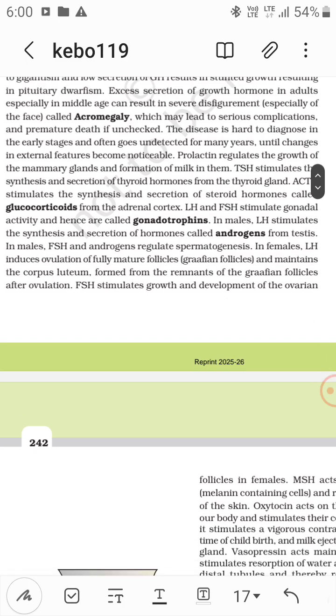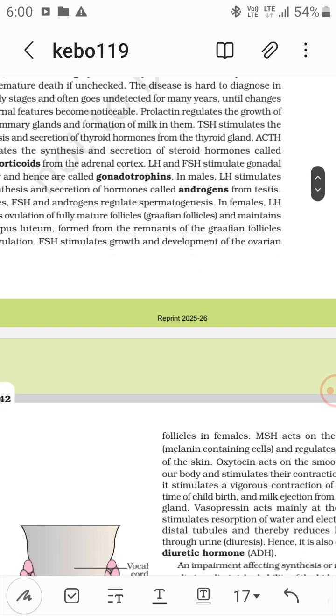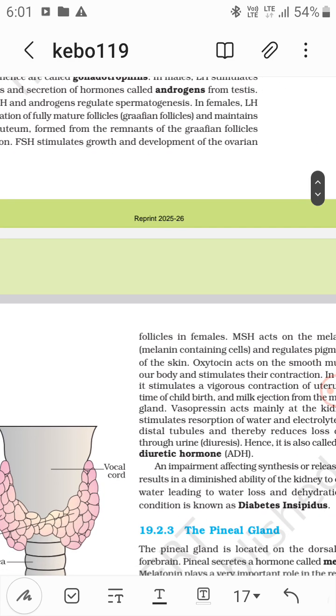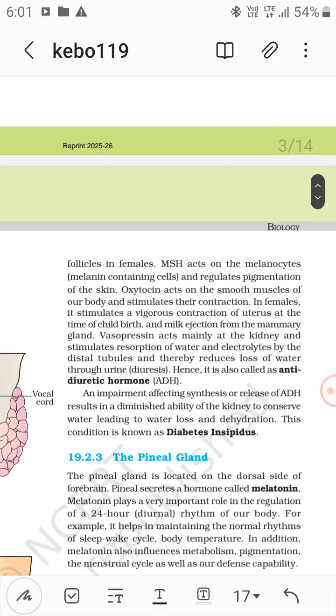After ovulation. FSH, that is follicle stimulating hormone, brings about development of the ovarian follicles. Now MSH acts on the melanocytes, that is melanin containing cells, and regulates the pigmentation of the skin.